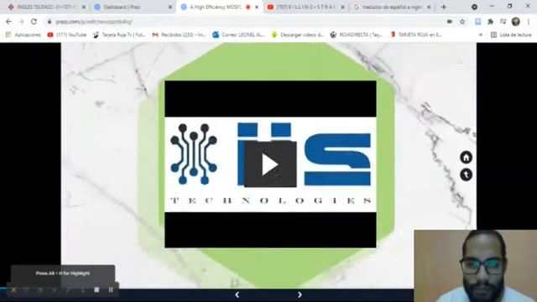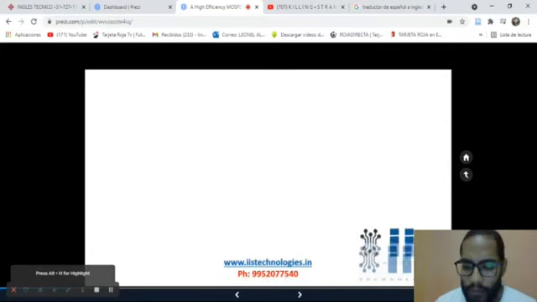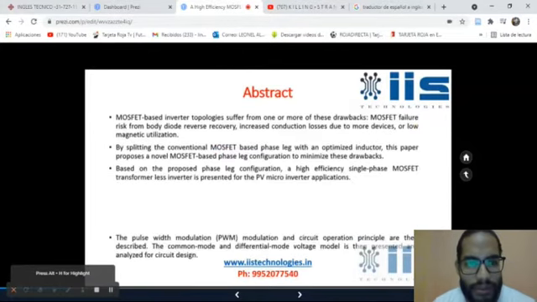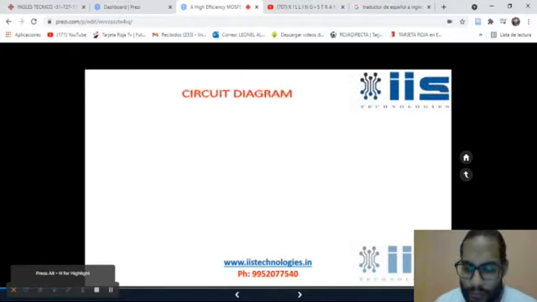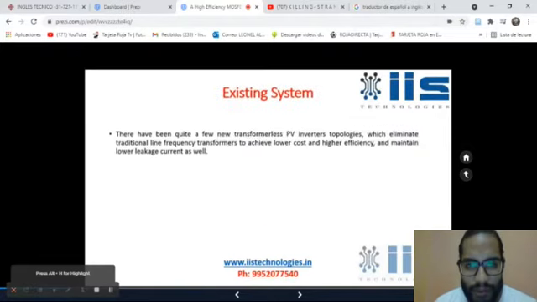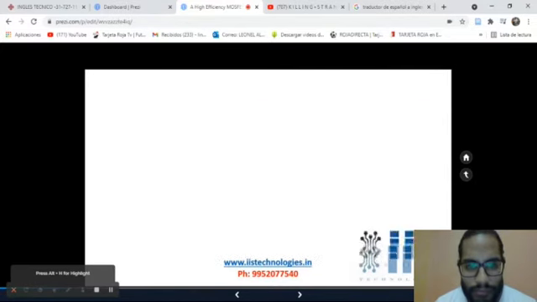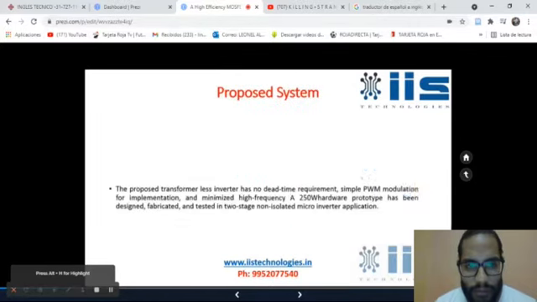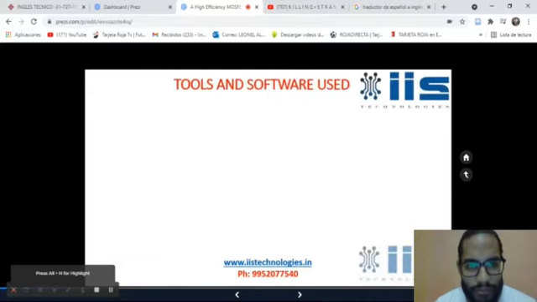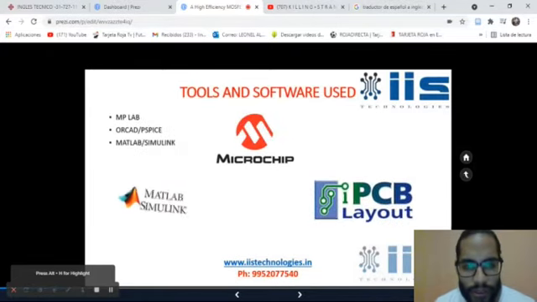Topic one. The abstract, the MOSFET-based inverter topologies, the circuit diagram, existing system, proposed system, the hardware and software used.